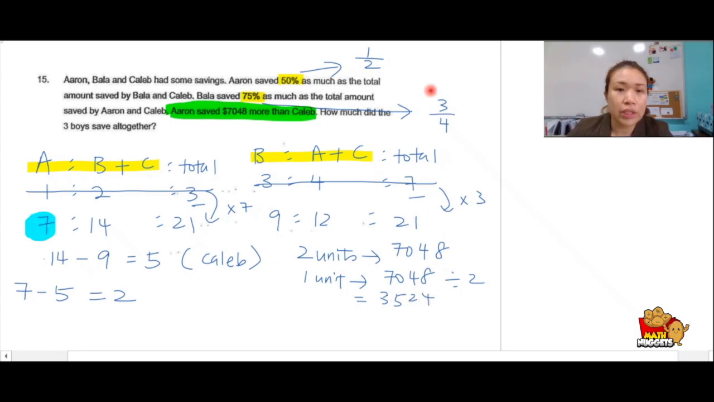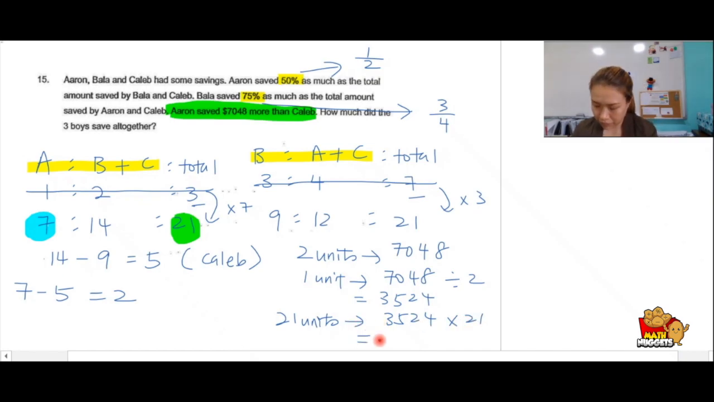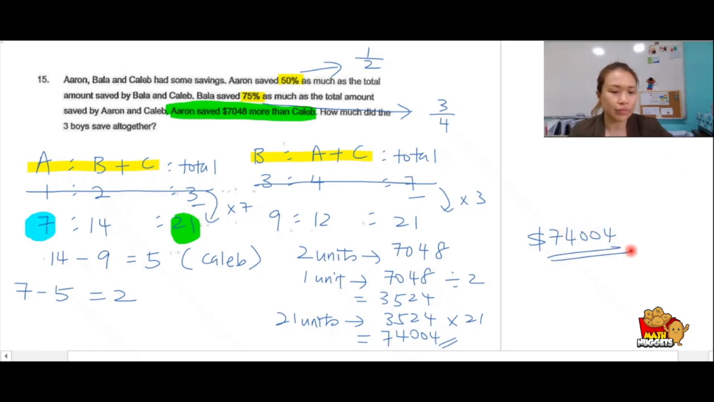How much did the 3 boys save altogether? 3 boys, where? Total, right? Oh, we got the total here. Just 21. So we just find 21 units. 3524 times 21 is $74,004. So $74,004. Okay.